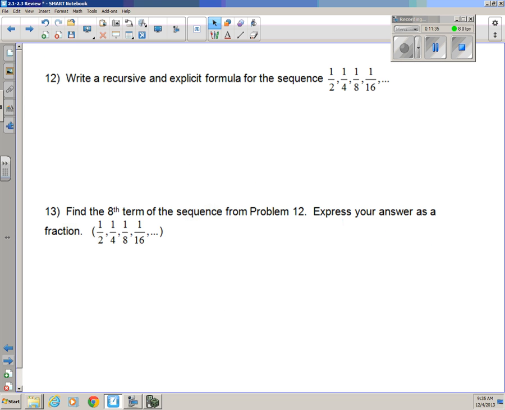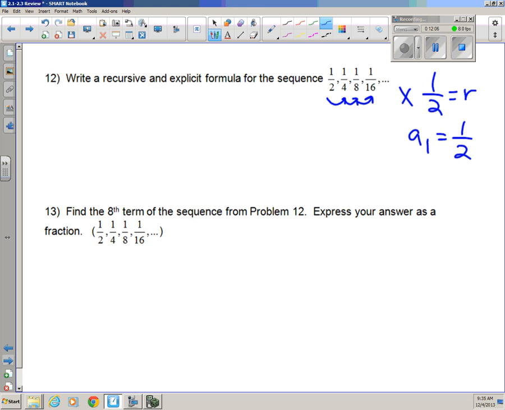Recursive and explicit formula for this. Well, this one is not arithmetic. I'm not adding anything to get to the next one. I'm actually multiplying. I notice that the bottom is all being multiplied by 2. So if I multiply 1/2 times 1/2, I get 1/4. If I multiply 1/4 times 1/2, I get 1/8. And 1/8 times 1/2, you're going to get 1/16. So we've got this being the common ratio. We've got our first term being 1/2.